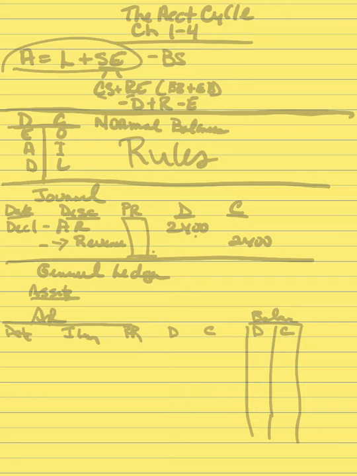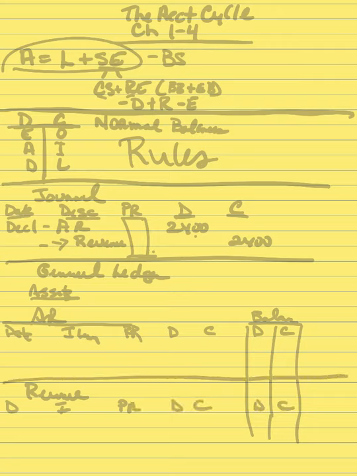And I'm just going to put the word revenue because revenue is generic. It is a category for fees earned, for commissions, for sales, for everything else we talked about yesterday, dry cleaning, whatever the revenue is. And it's also going to have the date, the item, the post reference, the debit and credit. So these are two different ledgers and two different sections of your general ledger.